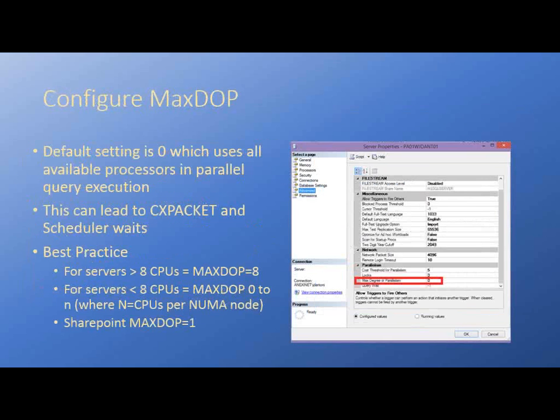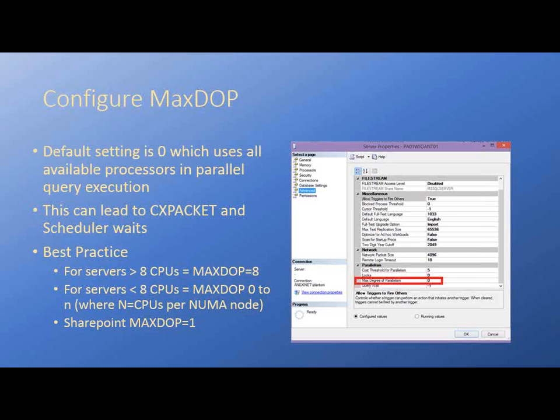So max degree of parallelism. What max degree of parallelism is, the query optimizer in SQL Server will spin up parallel threads to the available processors in query execution. The default setting is 0, which is unlimited. So SQL Server will try to use all the available processors. This isn't a good practice. This can lead to CX packet and scheduler waits.